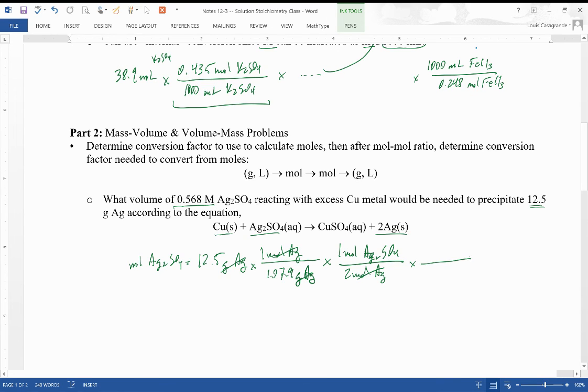I want the volume. So now I can use that internal conversion factor, 1,000 milliliters over 0.568 moles. Put moles here, not molar. Those are both Ag2SO4. Cancel out the moles of silver sulfate. We've got volume in our answer, and this comes out to be 102 milliliters. If you had done it the other way, that would have been fine. You would have gotten 0.102 liters, which you would then convert to milliliters. And we are all done.